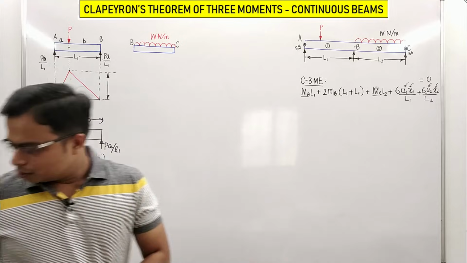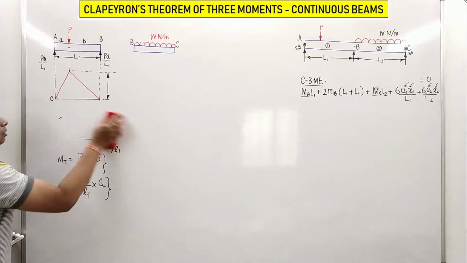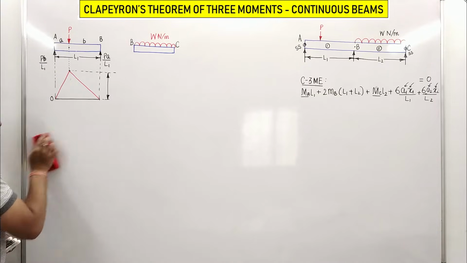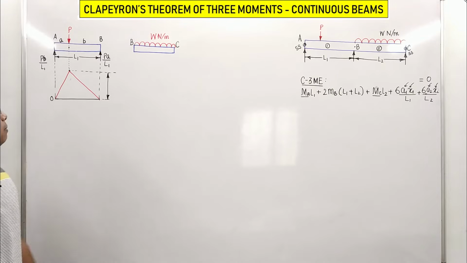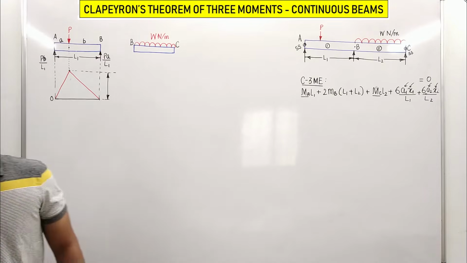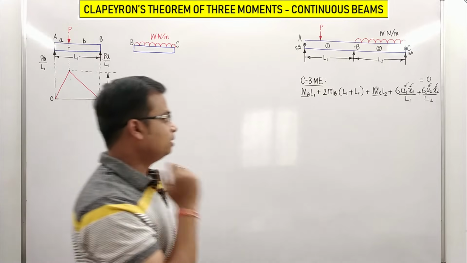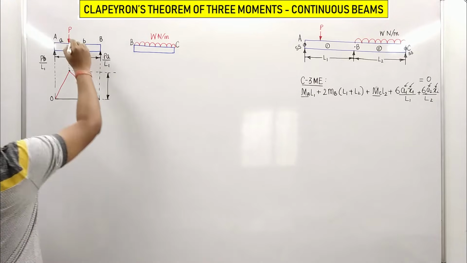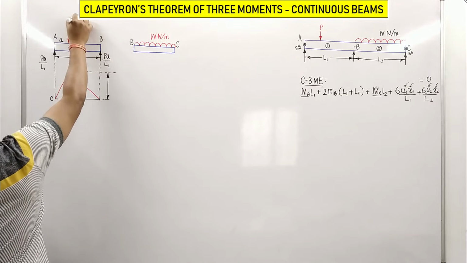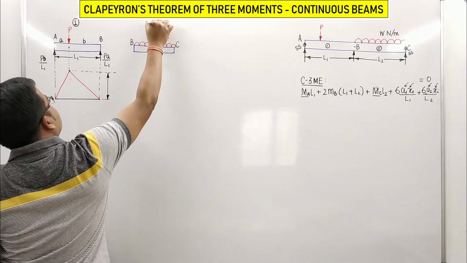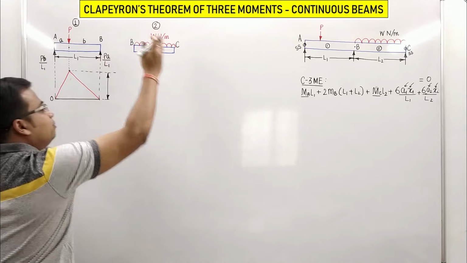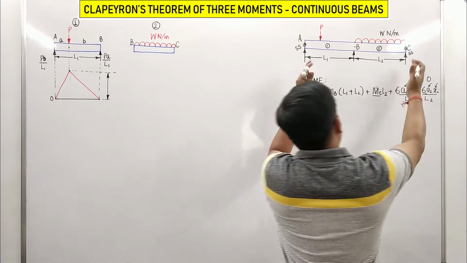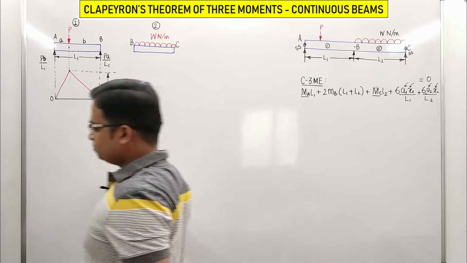Okay. So let me just put things into perspective. Now, let me clarify your first doubt. Your first doubt is going to be, what is this L1? So this right over here is your beam 1. This right here is beam 1. And this is beam 2. So beam 1 and beam 2, when they are combined, you have a continuous beam. It's that simple. Okay.